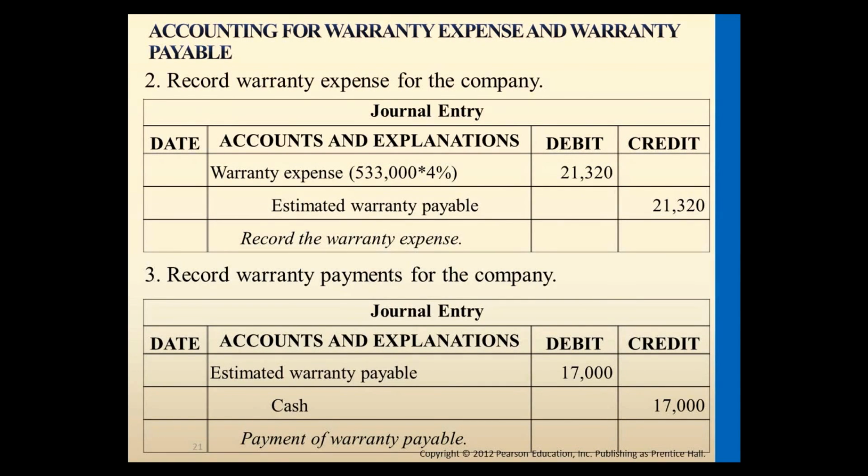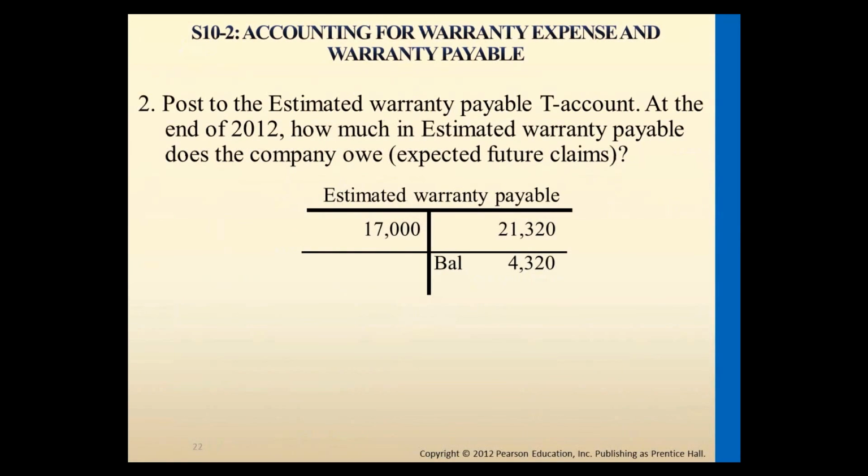Okay, so based on these two entries, what is the dollar amount left in this liability account? $4,300, you use this and subtract it from the original account, right? So we have a credit balance of liability, and we use up this pool, $17,000, part of it. So what's left in the T account, $4,320, this represents future warranty expense, potentially, that we may use.